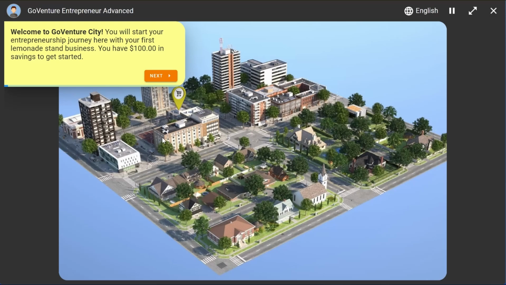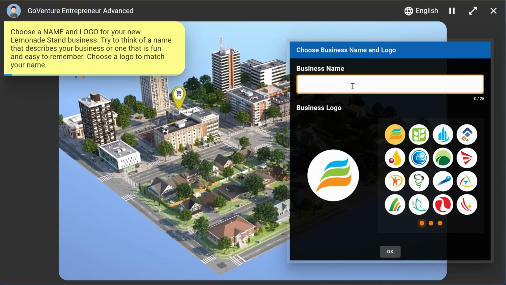Okay, so we're going to just walk through a bit of a tutorial here. And that's important because this tutorial and the simulation is very much like the real world of business. So let's go ahead and do this. The first thing we're going to do is name our business.